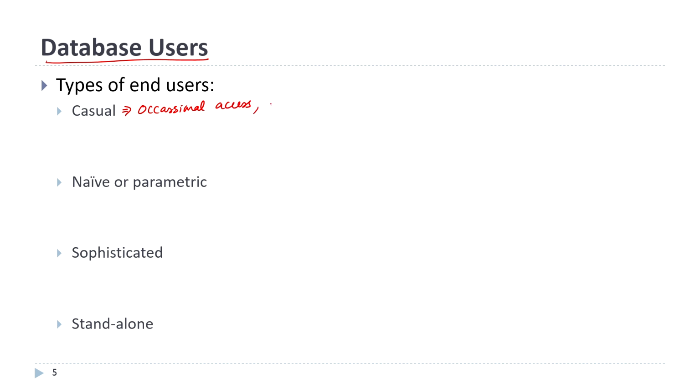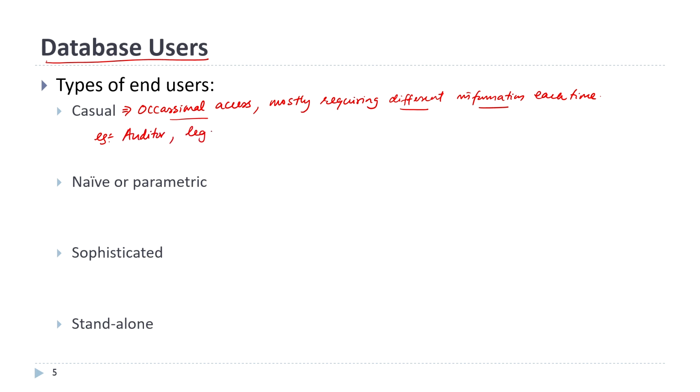mostly requiring different information each time. So, these users do not access every day, they access it occasionally, and each time they access they look for different information. Let us take a few examples of this, like an auditor of a company, a legal expert, etc., are examples of such casual users.